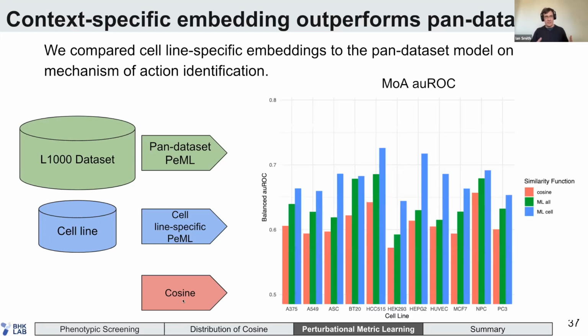And you can then evaluate this on the mechanism of action task. And what you see is that, first of all, both PeML similarity metrics show improved performance over cosine. So presumably we're learning something about the data. And also the cell-specific, context-specific metric outperforms the pan dataset metric, which is probably not that surprising. You don't have as much training data if you're learning a context-specific model, but you're probably going to learn more relevant biology in your embedding.